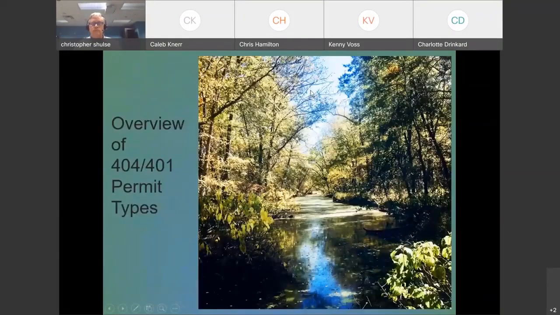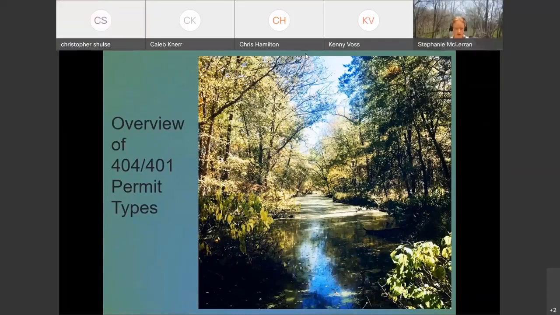All right, so we've talked about what we go through when we get a project. We do our desktop review and we do field work if we need to. And then if we decide that the project needs a permit, we fill out the paperwork that we need to. So this is kind of just an overview of the most common permit types that we use and a little bit about what goes into actually obtaining those permits.